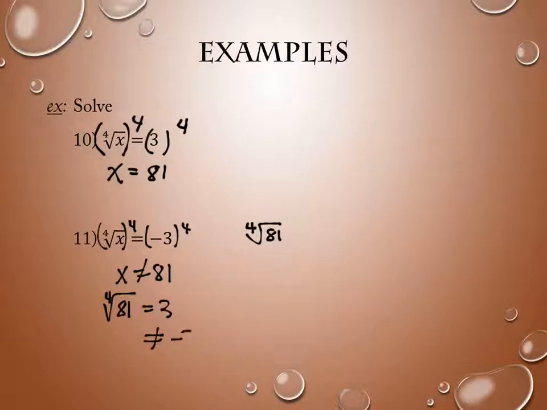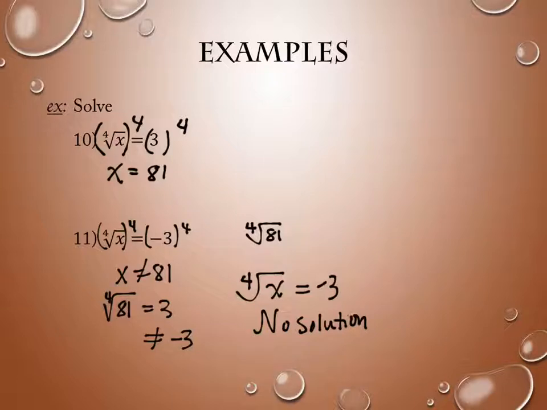It's not -3. So at the very beginning, if you recognize that, you can do exactly what Jonah just said. It's no solution, and you can say it from the beginning. But you have to be paying attention for those, because otherwise it's real easy to just get in the habit of doing the same thing over and over again, and you just automatically power 4, and you move on, and you end up with something that doesn't actually work.